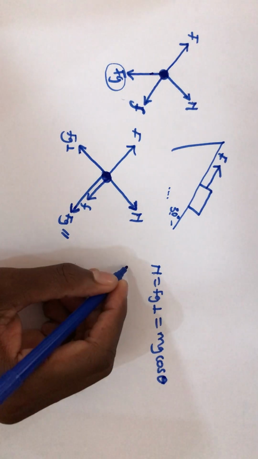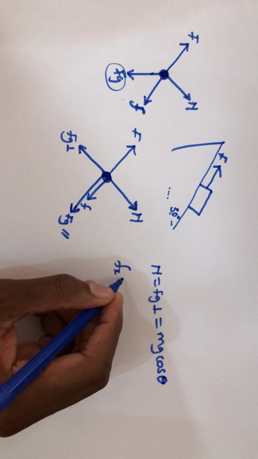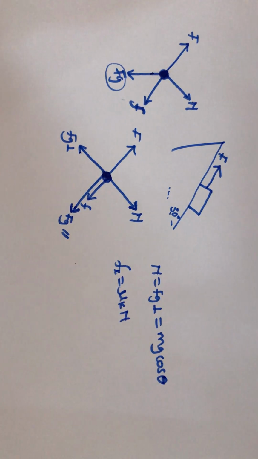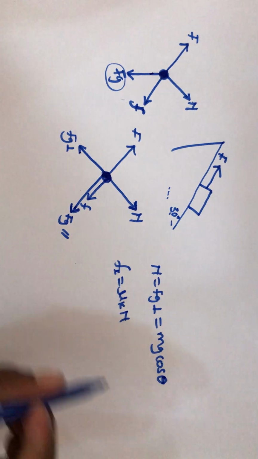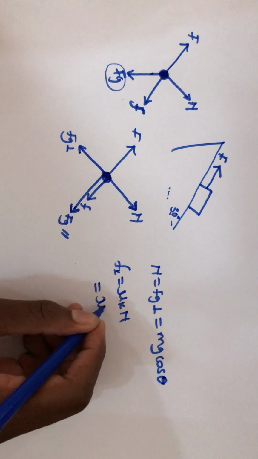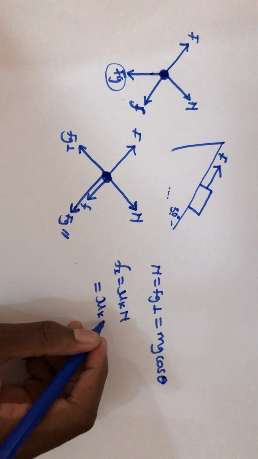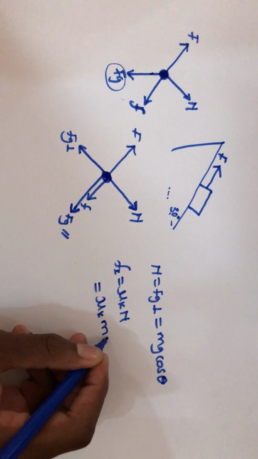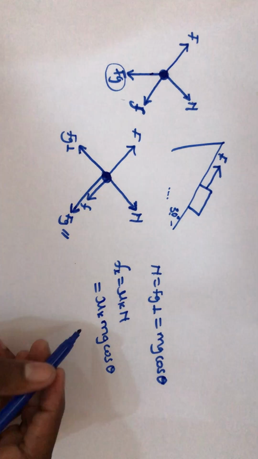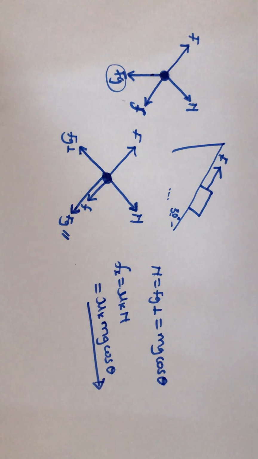Now this is how we're going to calculate the frictional force. It's the coefficient of kinetic friction multiplied by normal force. What is normal force? Normal force is mg cos theta. So the frictional force is the coefficient of kinetic friction times mg cos theta. In this type of situation, on an inclined surface, this is how you should calculate the frictional force.